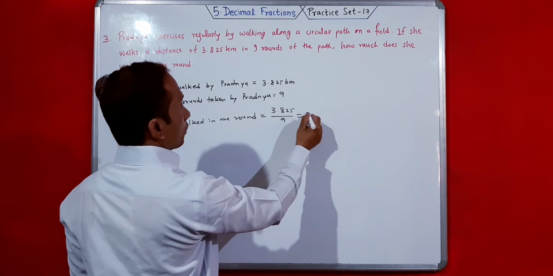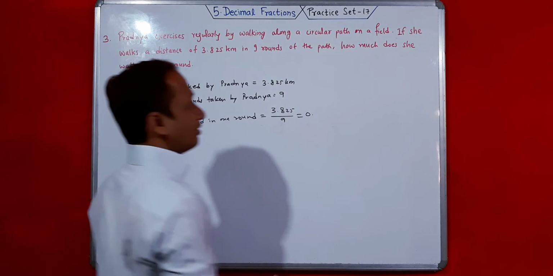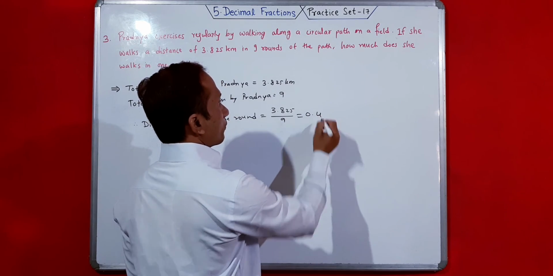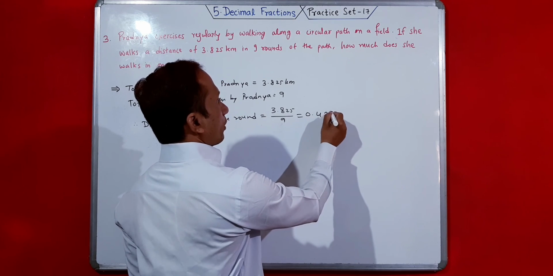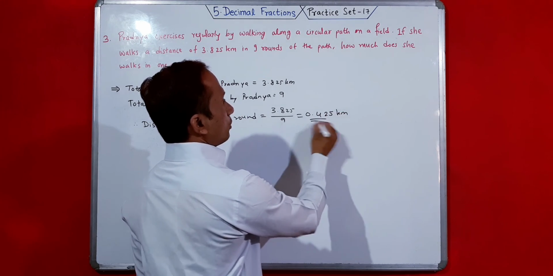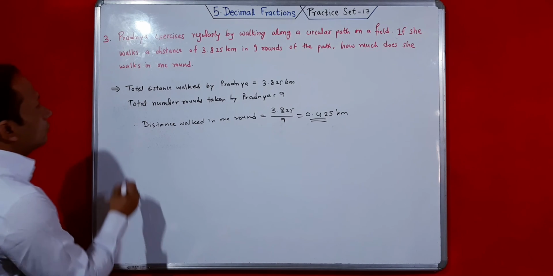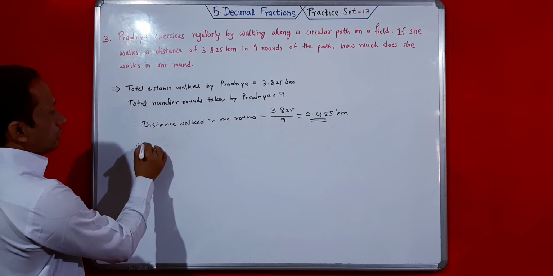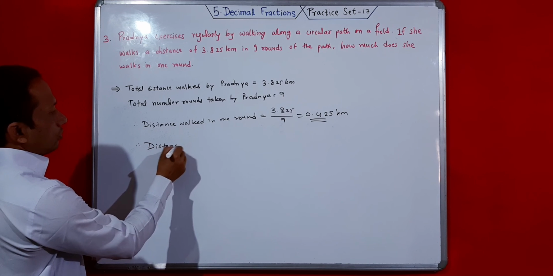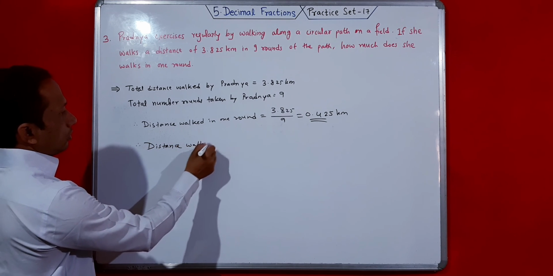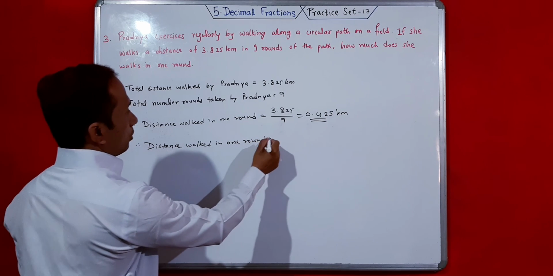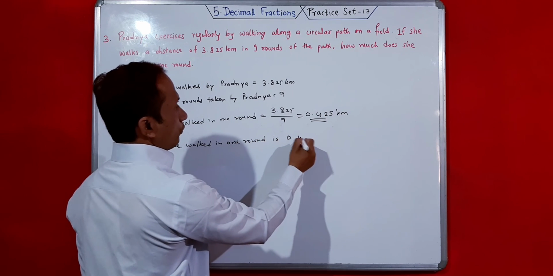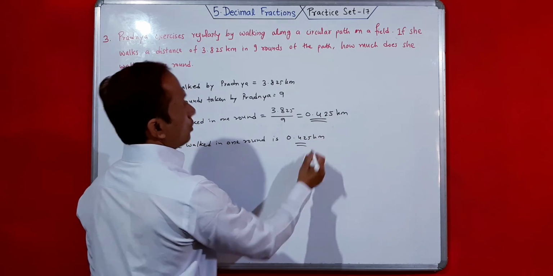So 9 into 4 is 36, then 9 into 2 is 18, and 9 into 5 is 45, kilometers. So the distance walked in 1 round is 0.425 kilometers. So this is the solution.